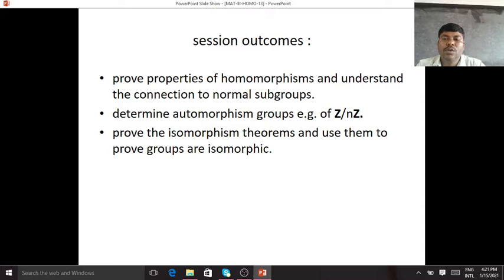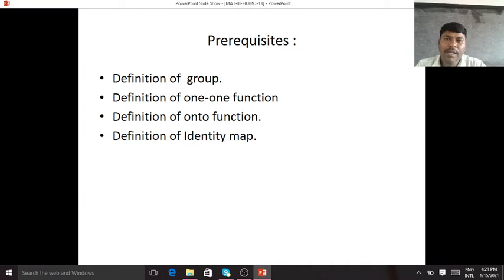Session outcomes: prove properties of homomorphisms and understand the connection to normal subgroups. Determine automorphism groups. Prove the isomorphism theorems and use them to prove groups are isomorphic. Prerequisites: definition of group, one-one function, onto function, and identity map.